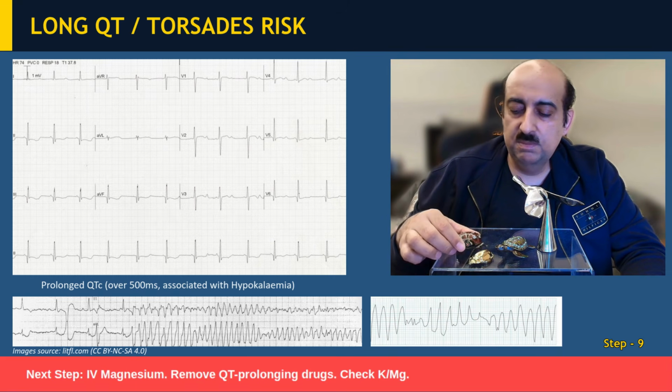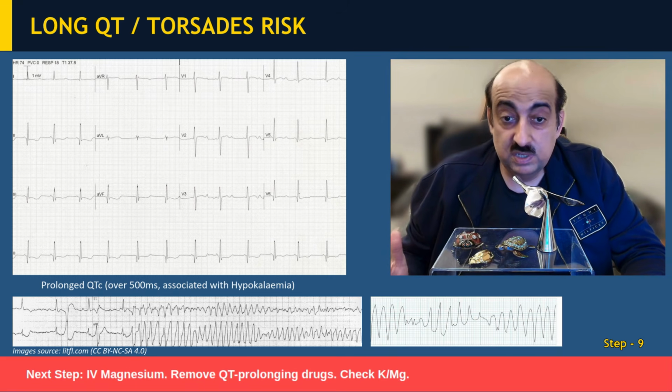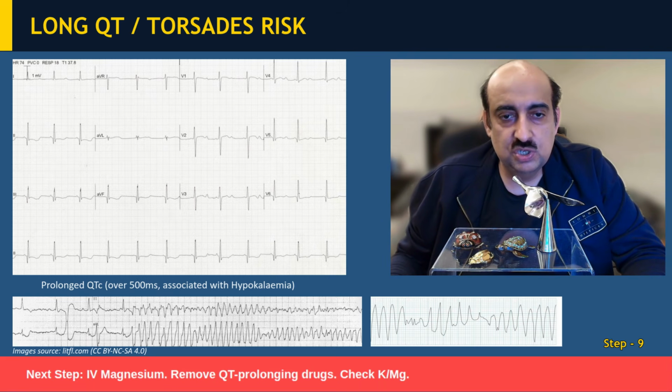The tachy beetle shows a risk of malignant arrhythmia in this situation, and it's really, really crucial to be proactive in managing such patients.